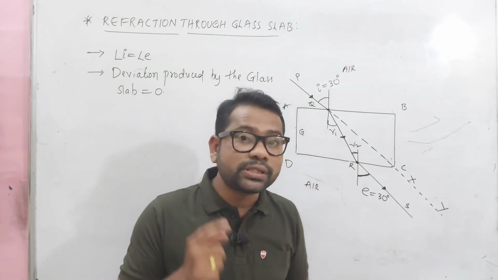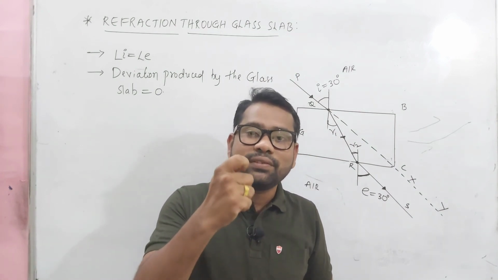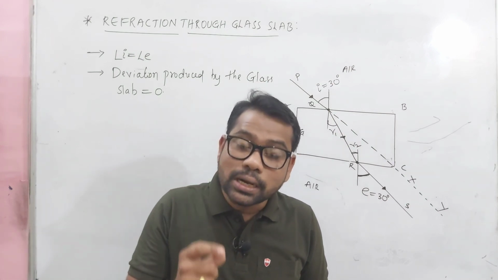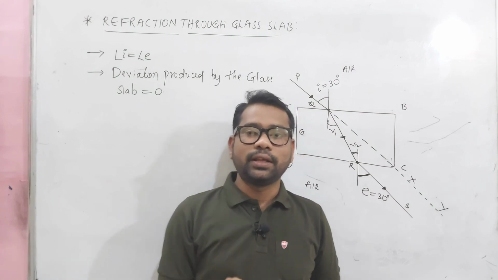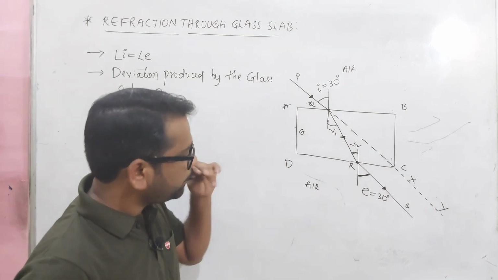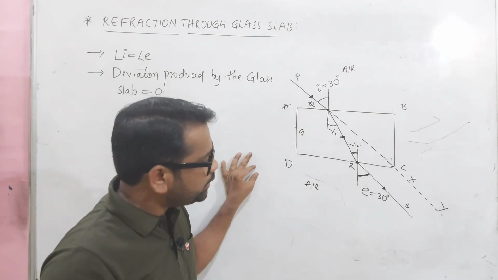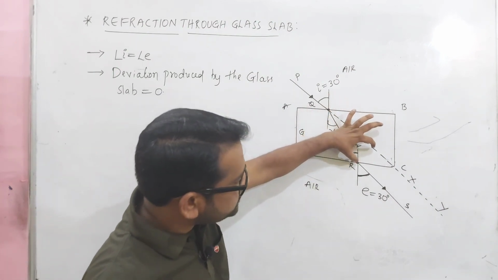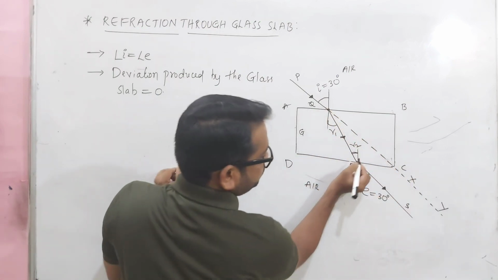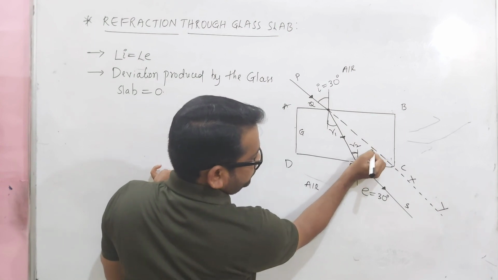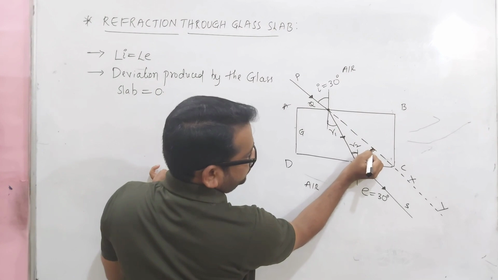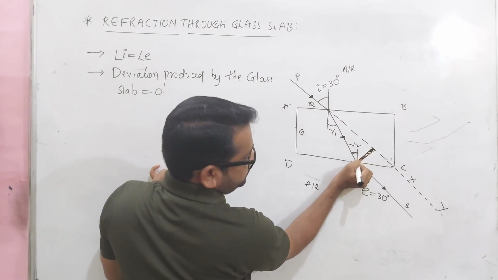Let us recall: what is the deviation produced by the glass slab? 0, which means the glass slab does not produce any deviation in the incident ray. Then what can it do? It can just shift. Here you can notice there will be some perpendicular distance between the original path of the ray and the emergent ray. Let me highlight this. This is a perpendicular distance.